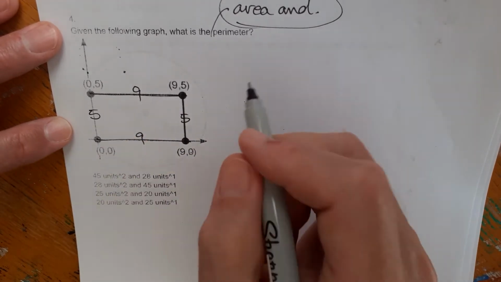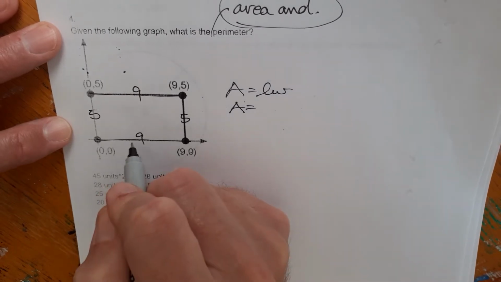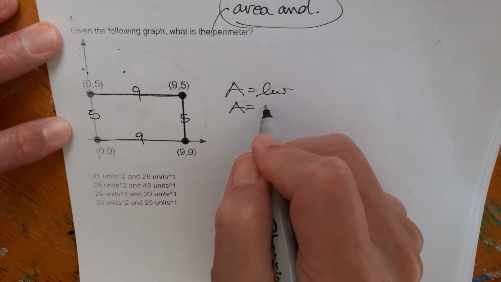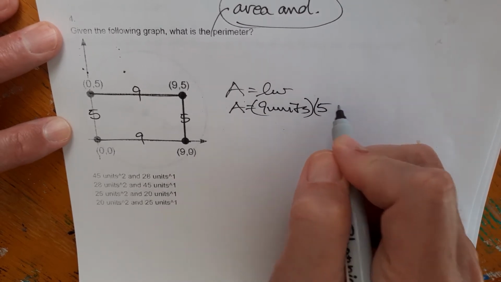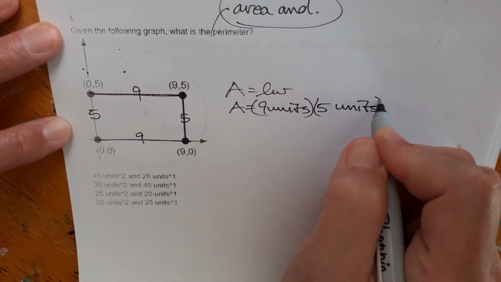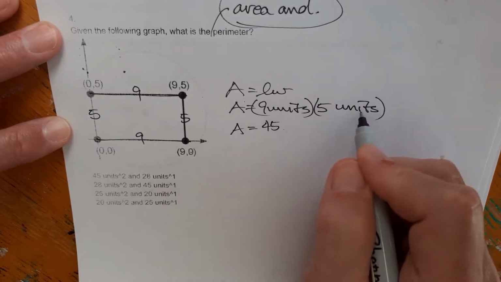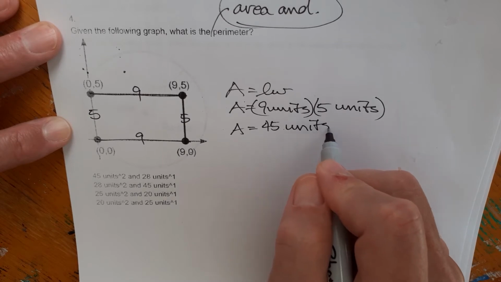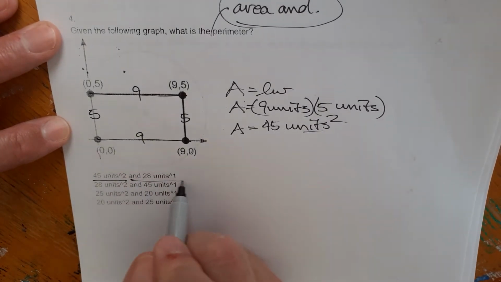So we're dealing with length times width. Area equals LW. Area equals, and we can put units on it since none are specified, 9 units times 5 units. 9 times 5 is 45. And units times units is units to the power 2. And that's good because it's an area. So 45 units squared, this is our correct answer.